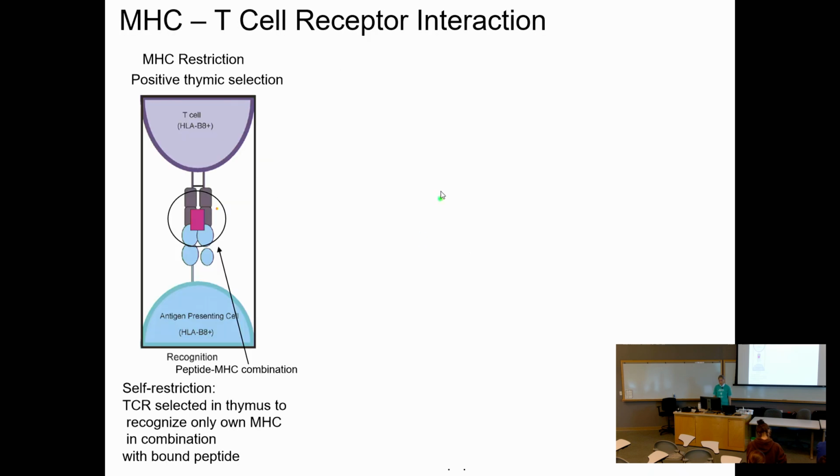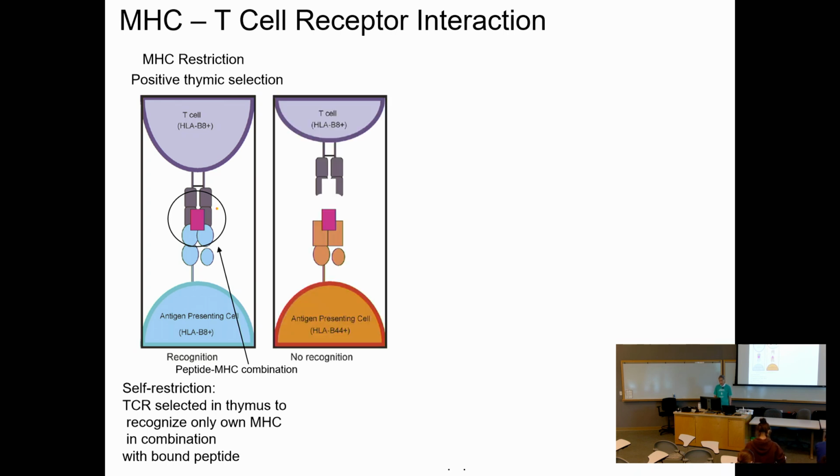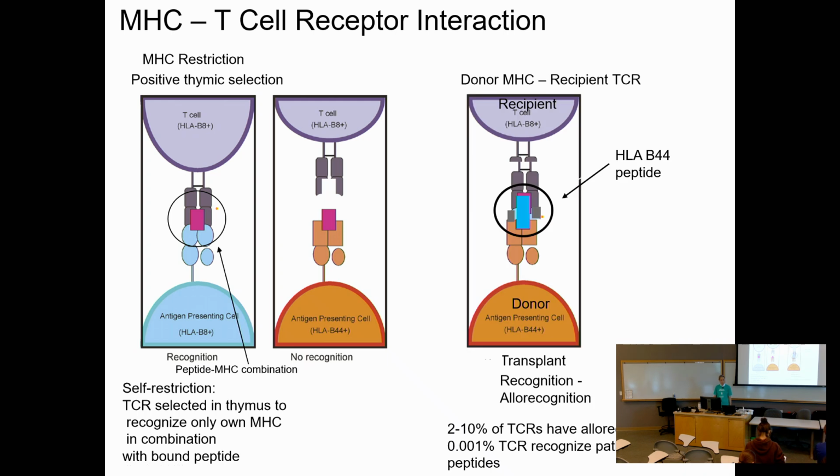So I showed this the last time, and this is the usual situation of the adaptive immune system, where we have what's called MHC restriction, where technically your own T cells can only recognize your own HLA from the antigen-presenting cells. So if there's a different antigen-presenting cell makeup, then your own T cells don't recognize it. And the exception to that is in a situation where a different donor antigen-presenting cell are presenting HLA peptides that can be identified by recipient T cell receptors.